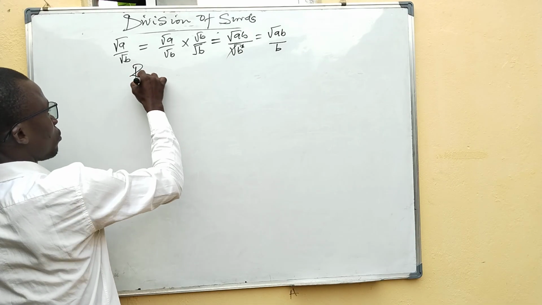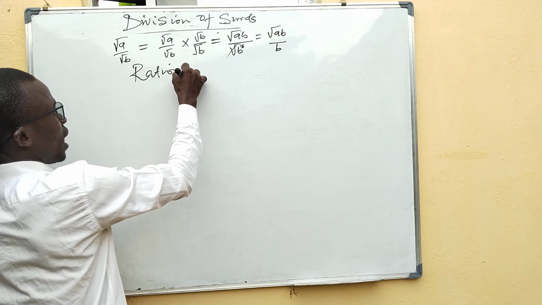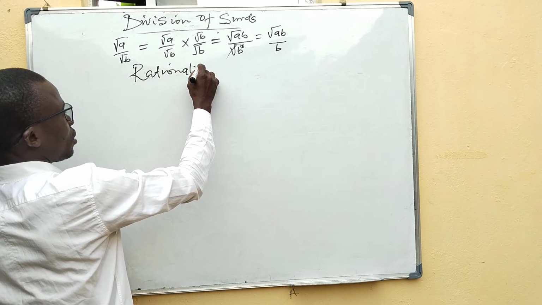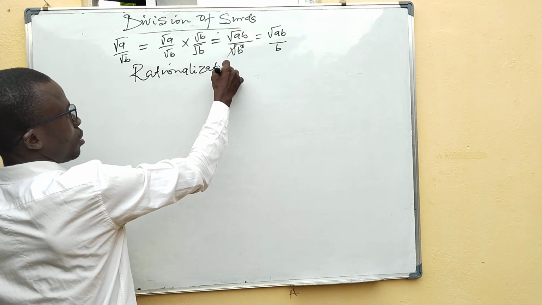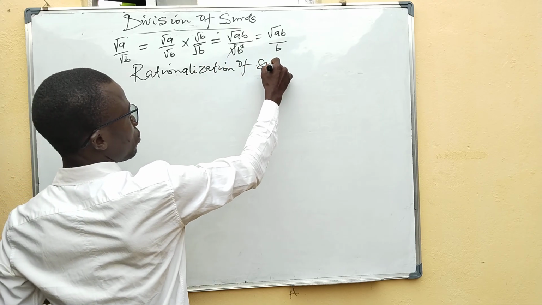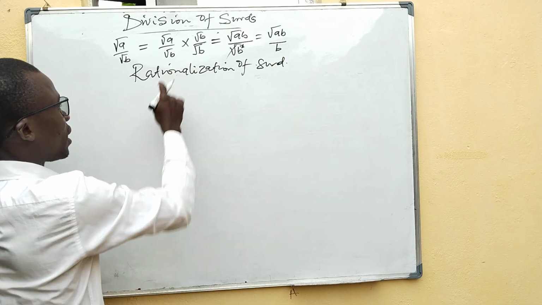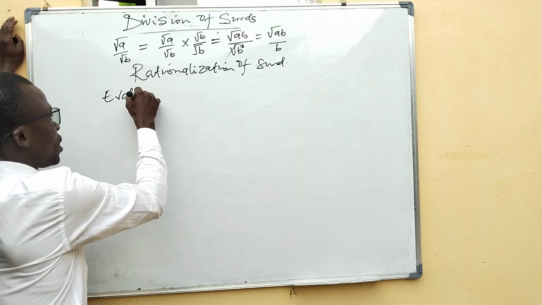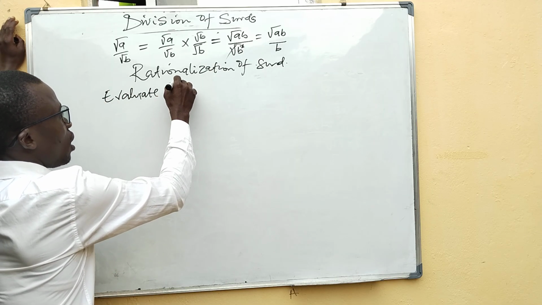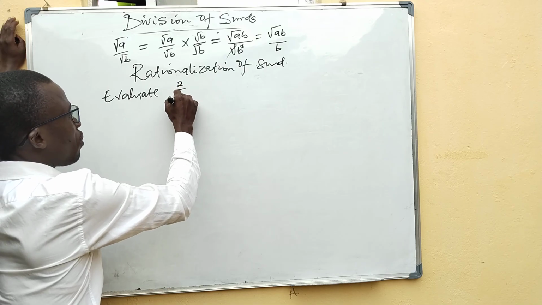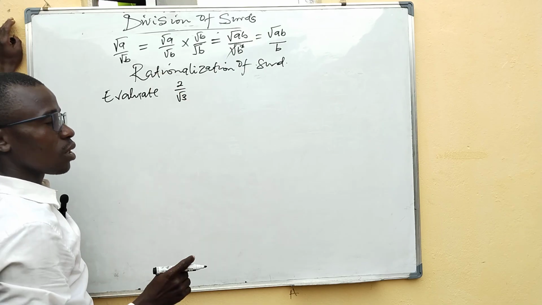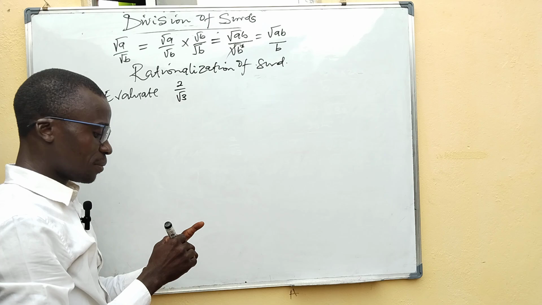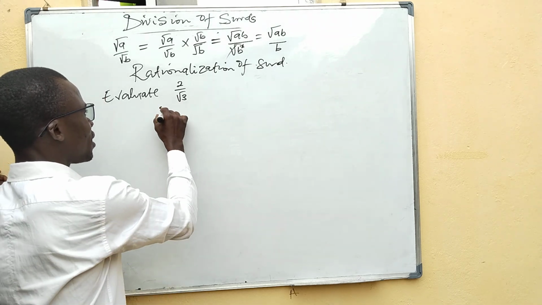Rationalization of surds. Okay. Now we've already started. For instance, they say evaluate 2 over root 3. Let me just start from a simple one. 2 over root 3. Very simple.